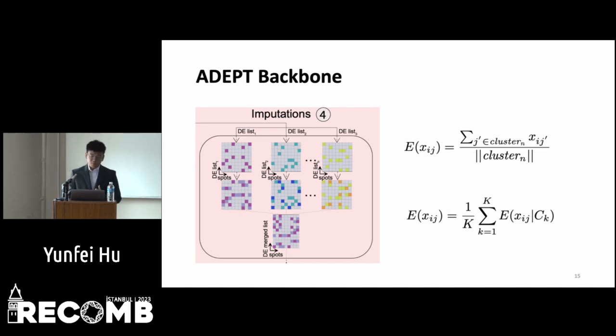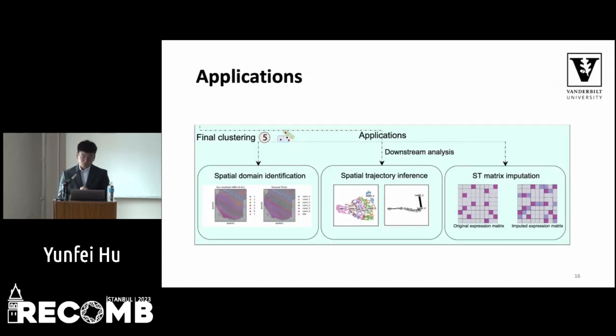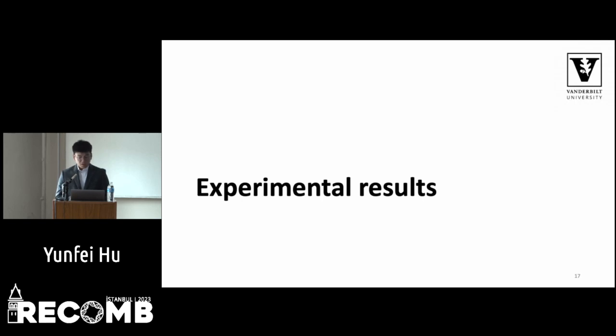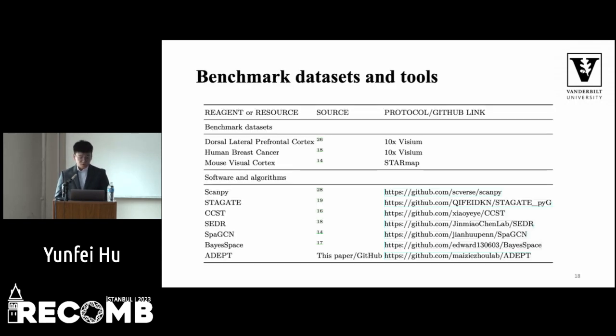And in order to evaluate the performance of our spatial clustering method, we used ADEPT to perform several downstream analyses on several annotated benchmark datasets, along with 5 other state-of-the-art tools. And now I will go through the experimental result details here. So basically, we're using some pretty famous and widespread datasets. We're using the DLPFC data here, which has 12 sections, another human breast cancer dataset, which has only 1 section with annotation, and a mouse visual cortex dataset. This one is produced using the STARmap protocol, and the first 2 are using the 10x Visium technique.